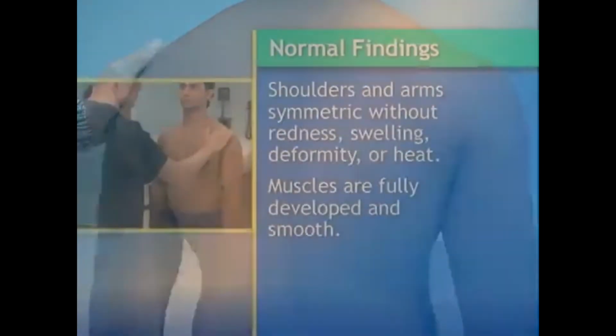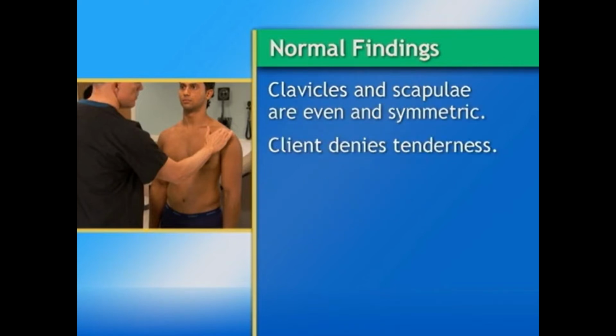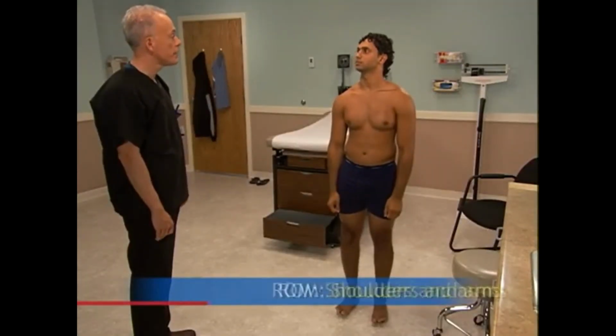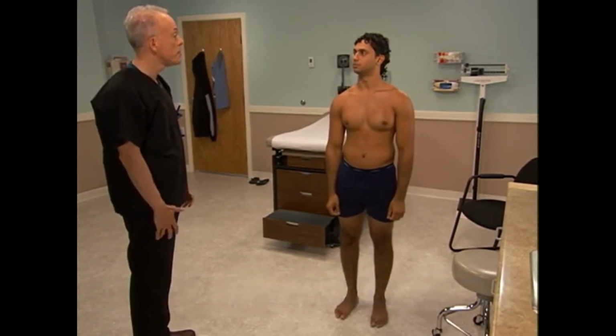Good job. Shoulders and arms symmetric without redness, swelling, deformity, or heat. Muscles are fully developed and smooth. Clavicles and scapulae are even and symmetric. The client denies tenderness. Okay, I'm going to ask you to perform some more range of motion movements of your shoulders and arms. Let me know if at any time you have any discomfort or pain.